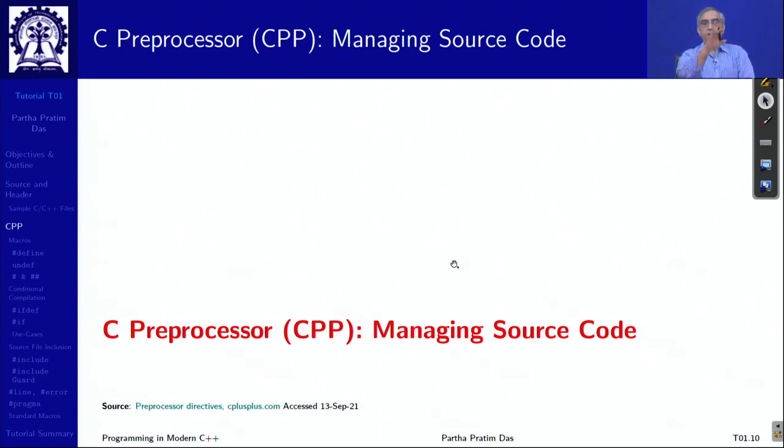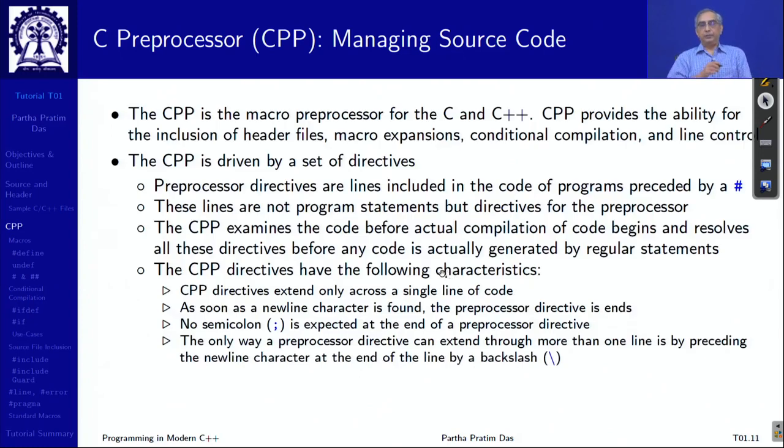Now, the first thing your code hits. So, say we have written the program, we will compile and run. But as we go to compile, what does your code encounter first? What it first encounters is a C preprocessor, which is the same for C as well as C++. It is called CPP because it manages your code. It is a macro processor.